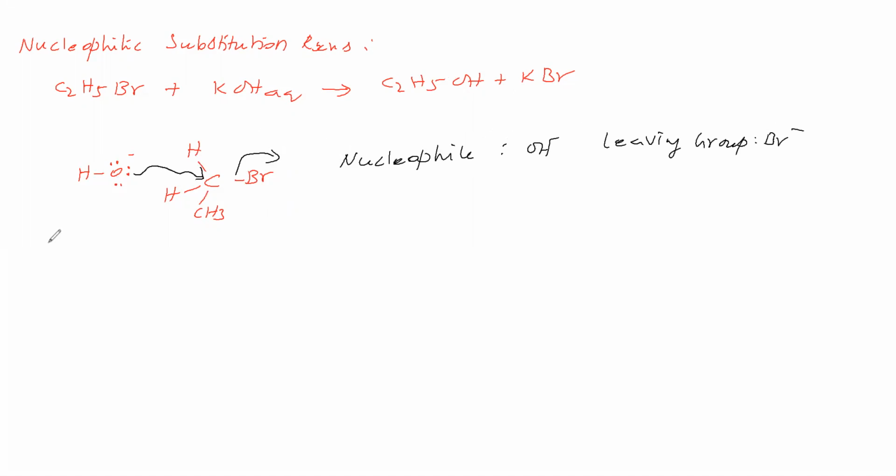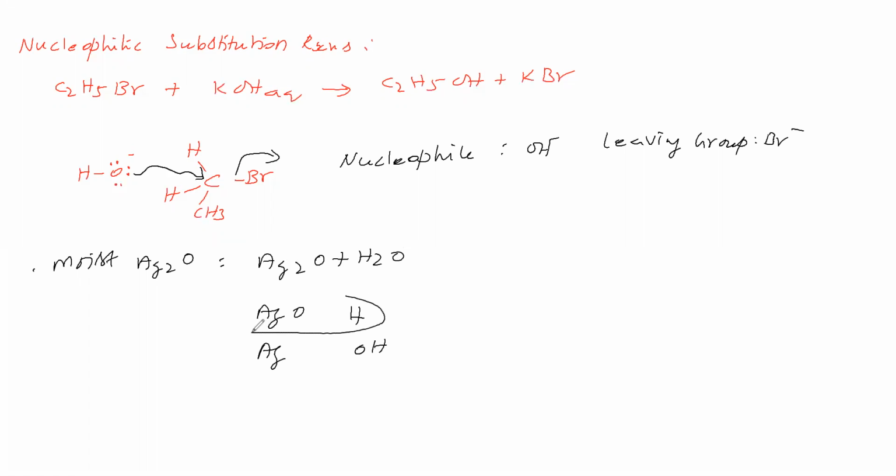Next, we will see the reaction with moist silver oxide. Moist silver oxide means silver oxide plus water. Silver oxide we can write like this, water we can write like this. Therefore, we are getting AgOH. So now, what is possible with this alkyl halide and the moist silver oxide, that we'll see.